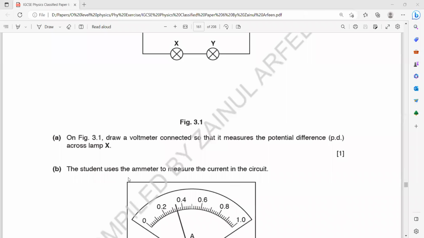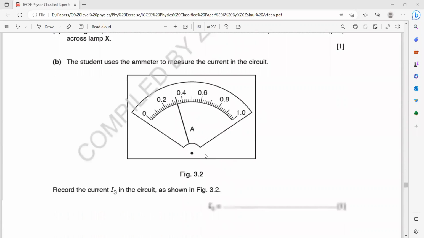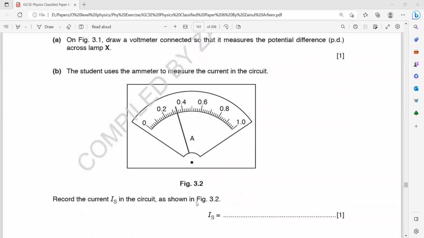Then the student uses an ammeter to measure the current in the circuit. Record the value for the current in the circuit. What is this value? The current. You can use the chat, you can use your mic, or you can use the screen annotation to complete this.